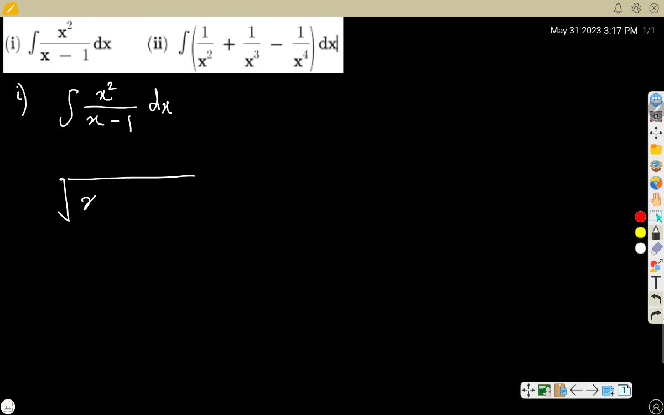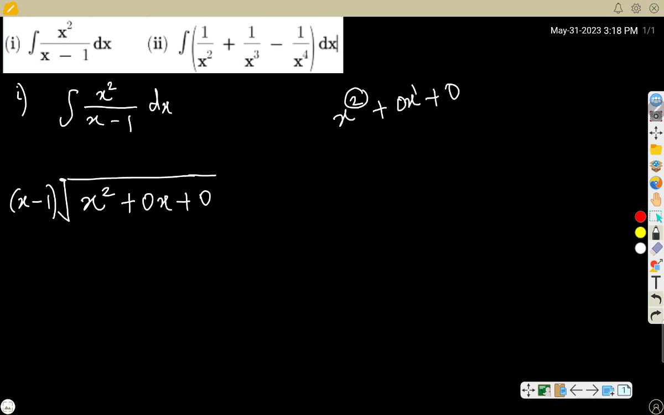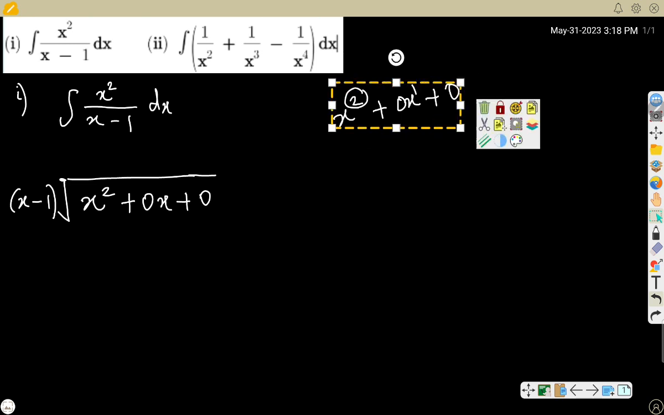So you are dividing x squared by x minus 1. So put x minus 1 outside. Complete this by putting 0x plus 0, so you can easily understand. If the power of your polynomial is 2, the next power will be 1. Because it's missing, we put 0 there. Then the constants, that's quadratic complete.